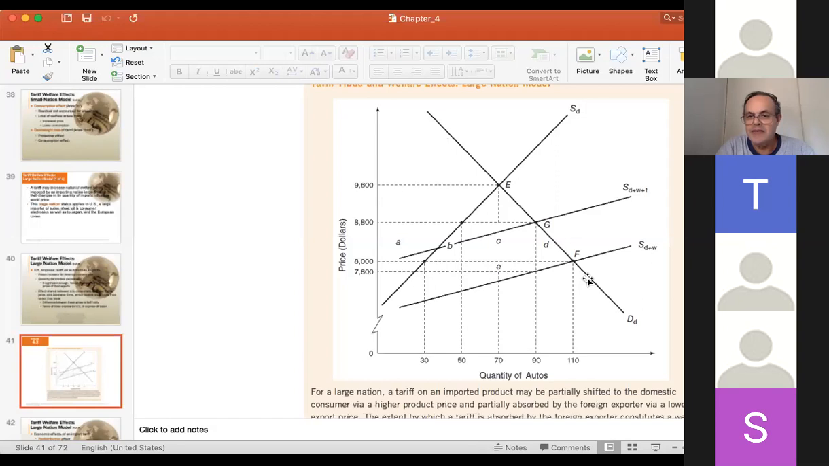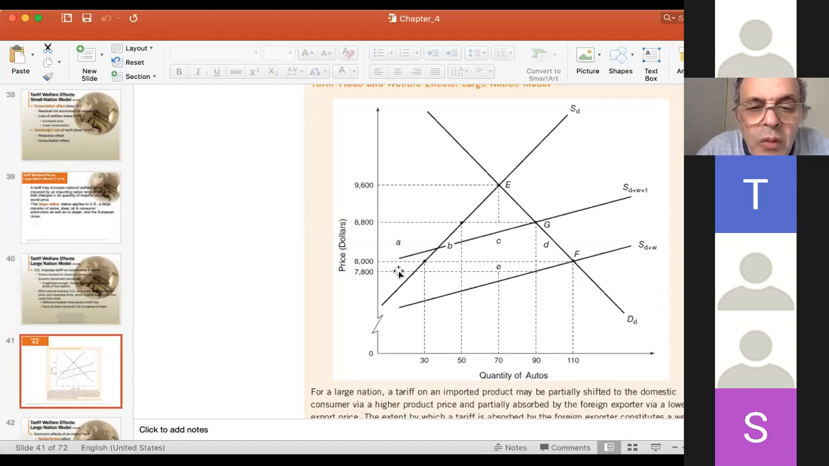So given the elasticities, or given the shapes of the demand and supply, we are able to determine from here that out of this $1,000 tariff, the consumer will pay $800 and the producer will pay how much? 200. Because remember, the producer before received $8,000. Now the producer is only receiving $7,800. So the foreign producer is paying $200 of that tariff.